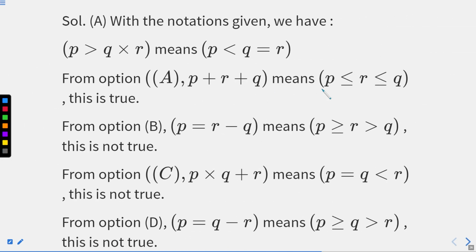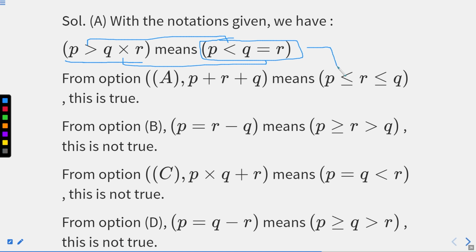We'll directly jump to the solution part, where I'm going to show you the expressions, right? So the expression that we have is P greater than Q multiplied by R. So the greater than symbol will be replaced with less than, and the multiplication symbol will be replaced with equals, and we are going to get the expression as P less than Q is equals to R. Now we are going to check all four options, right? The first option says P, R, Q, which means P is less than or equals to R is less than or equals to Q, which is satisfying this situation, right? So we'll eventually get this as our answer.